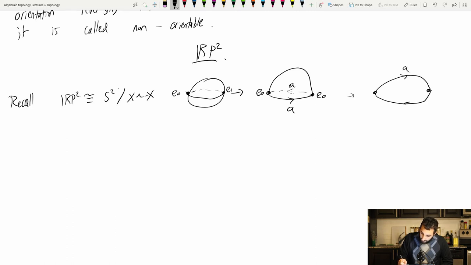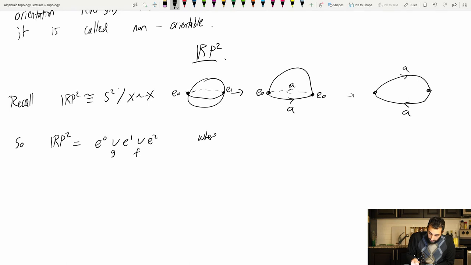And the picture that you usually use for the fundamental polygon is this. It goes along A once in its direction, and then it essentially goes over A twice. That's the idea. So RP2 is given by a 0-cell, union along G a 1-cell, union along F a 2-cell, where, okay, G is uninteresting, it's the only possible map. There's only one 0-cell, so that 1-cell has to have both endpoints mapped to that 0-cell.